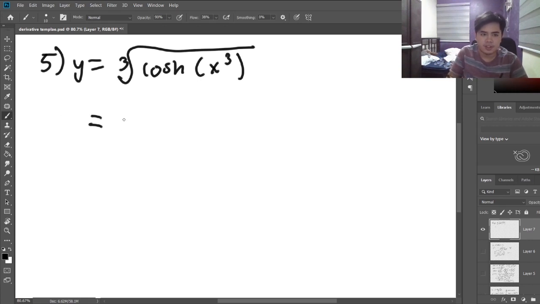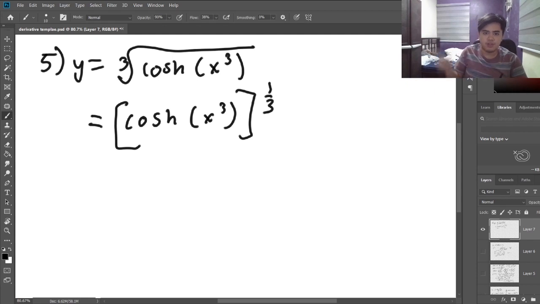So let's format it into something that's much more consumable. So cosh of x cubed, and then to the power of 1 over 3. The cube root is equivalent to the power 1 over 3. So the outside function is this one. Then next is this one. And then next is this one. So let's start at the outside.